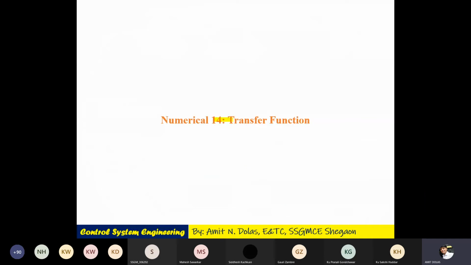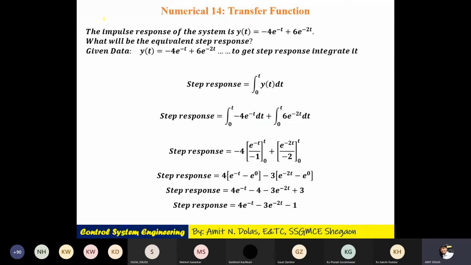So numerical number 14, based on, of course, transfer function. The problem statement of this numerical is given. The impulse response of the system y of t is given, a system whose impulse response is y of t = -4 e raised to power -t plus 6 e raised to power -2t. What will be the equivalent step response? The impulse response is given, and we are asked for the equivalent step response of the same system. So given data y of t is this. To get the step response, what do we have to do?